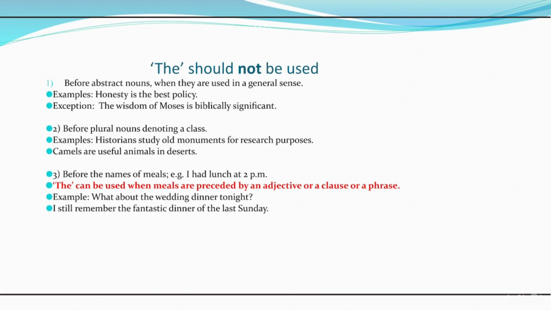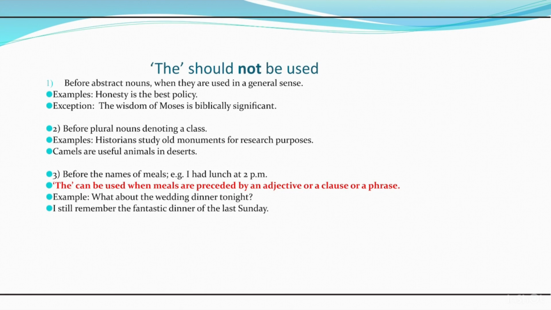Next, before the names of meals, for example, I had lunch at 2 p.m. Okay, so before the names of meals, we should not use the definite article the. As in the previous example, I have mentioned that before the names of meals, we should not use a or an, right? So we will not use even the. So no article should be used before the names of meals.